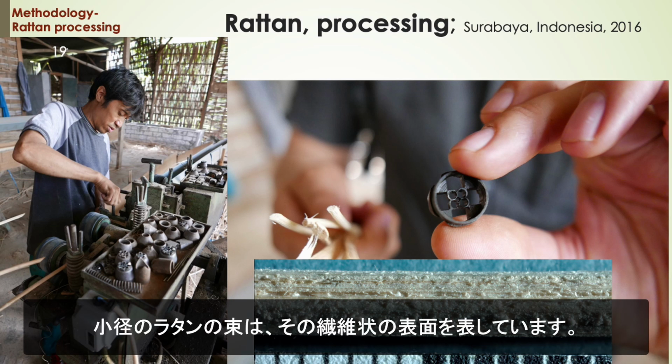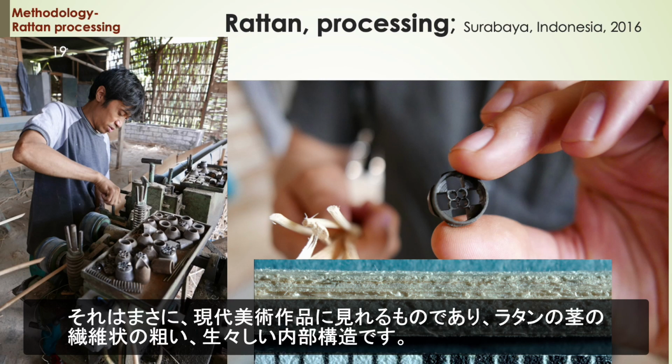That was exactly what we observed in terms of surface quality in our contemporary art piece, which was fibrous, rough, and showed the internal structure of the rattan stem. And by the way, on the left side, you see different types of knives, which produce different shapes of rattan strands when they are pushed through those knives.